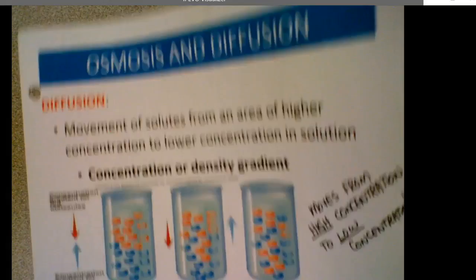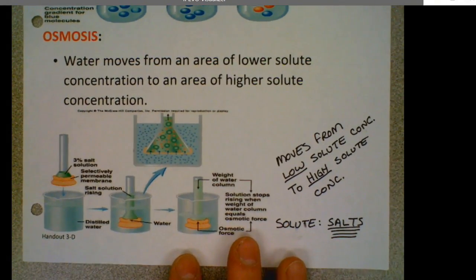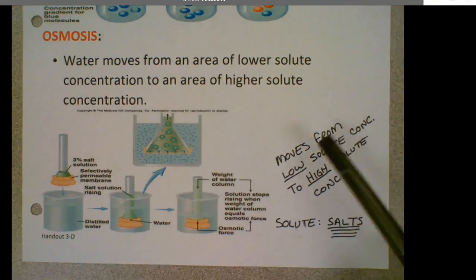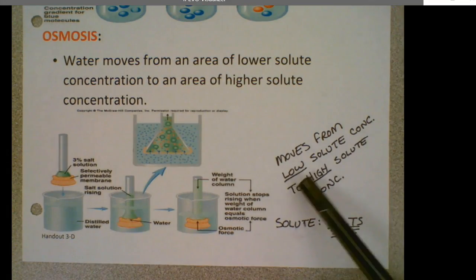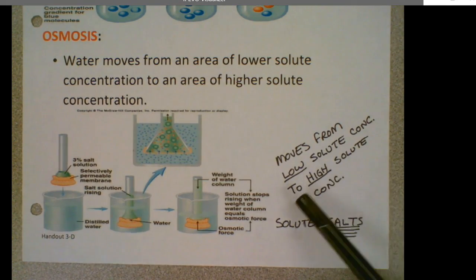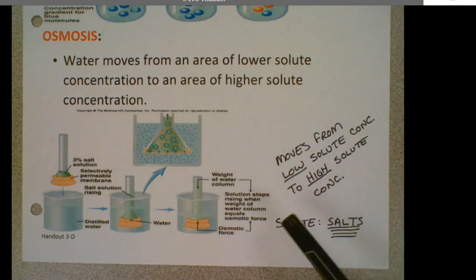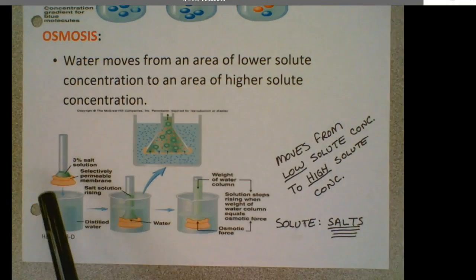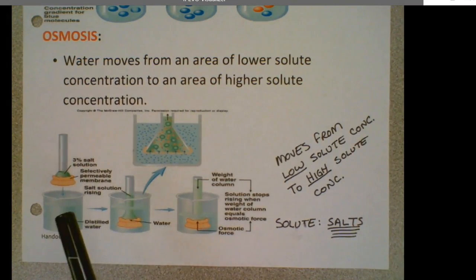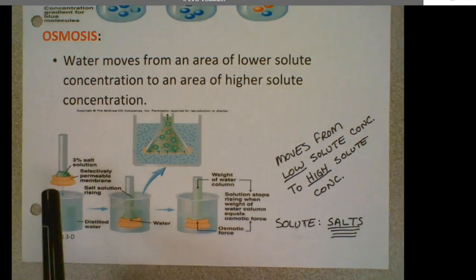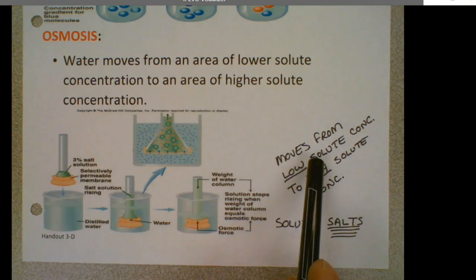Now, the second part of this is osmosis. Osmosis, I wrote here, is the movement of water from low solute to high solute. And the solute is almost always some kind of salt. So we have a salt in solution, or it's dissociated, but the water's going to try and equalize between this solute.